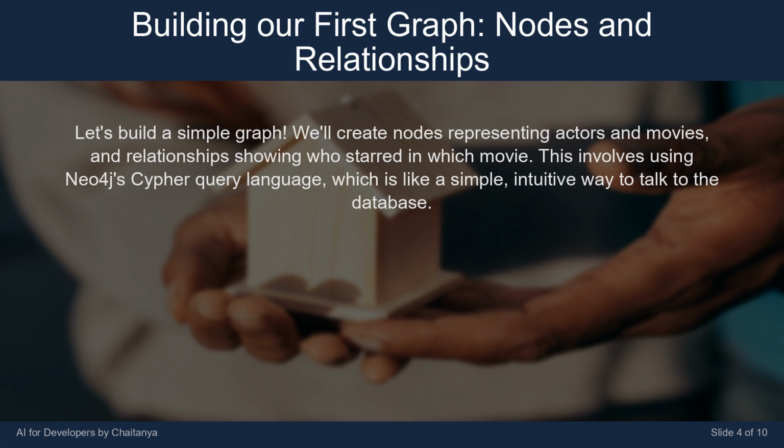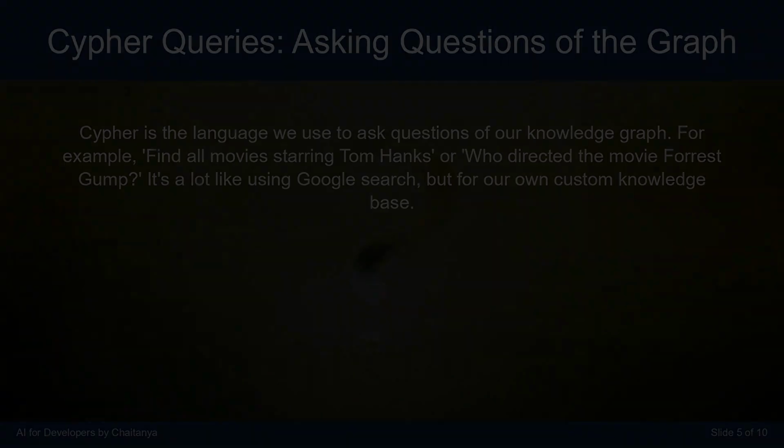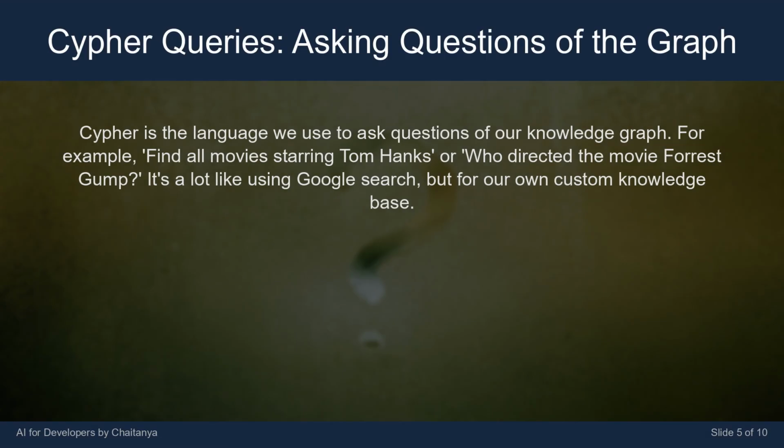This involves using Neo4j's Cypher query language, which is like a simple, intuitive way to talk to the database. Cypher is the language we use to ask questions of our knowledge graph. For example, find all movies starring Tom Hanks or who directed the movie Forrest Gump. It's a lot like using Google search, but for our own custom knowledge base.